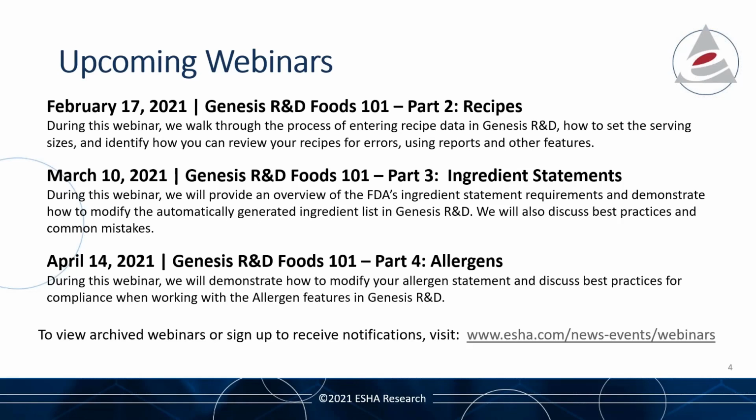As I mentioned, this is the first in a series of webinars designed to cover some of the basic functions and present core understandings that you'll want to have about Genesis. Continuing this series, in February we'll be covering recipes, March will be ingredient statements, and in April we'll talk about allergens. We routinely send out notifications on upcoming topics. We'll also provide you previous recorded webinars on the Escher website in the events tab.